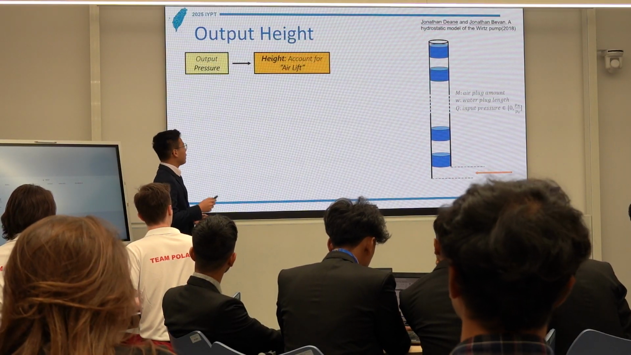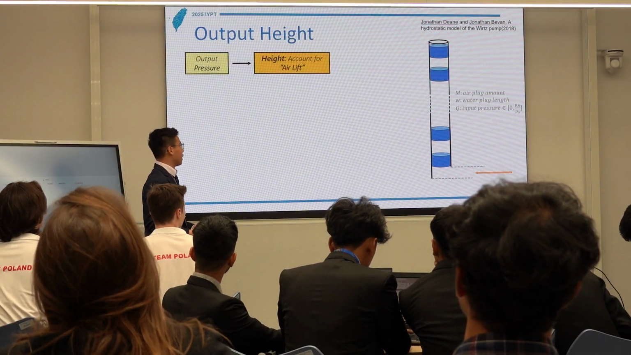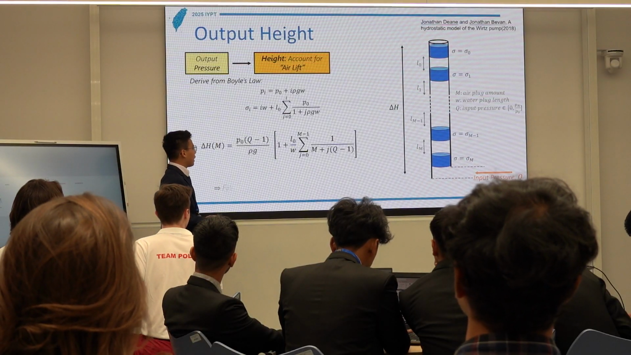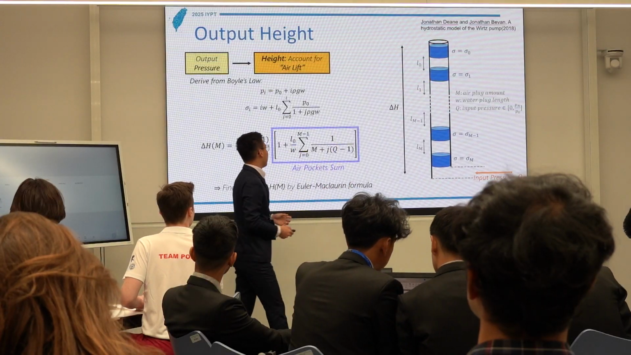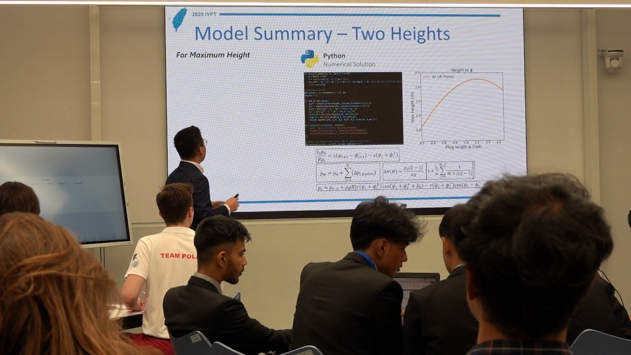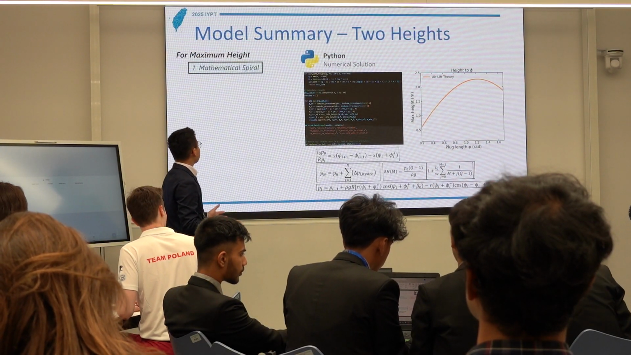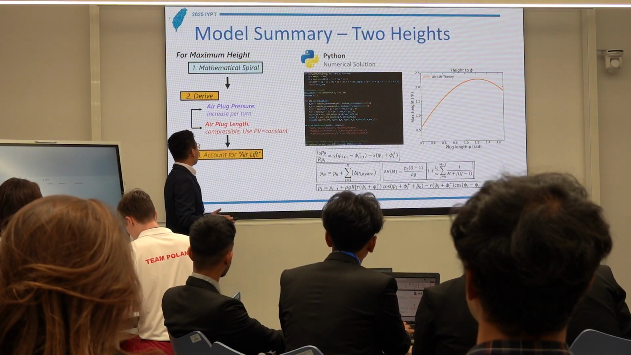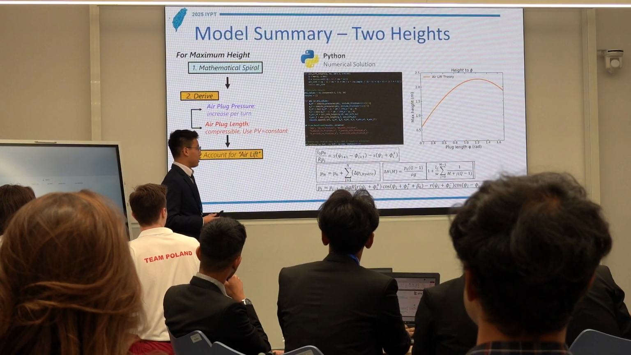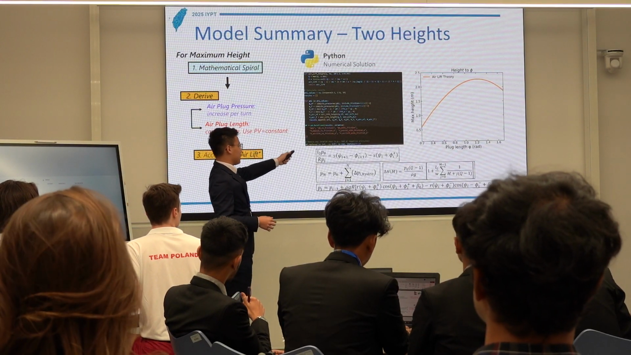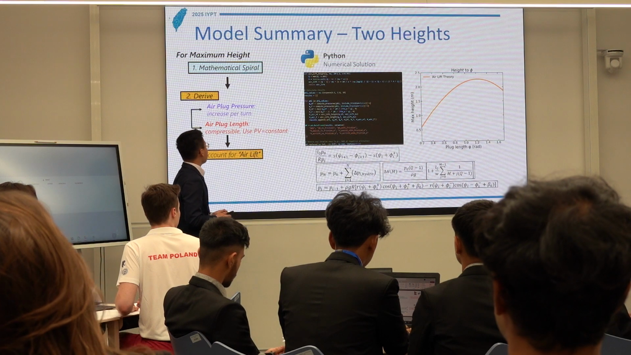Then, knowing the output pressure, we can solve for maximum height, accounting for airlift. So we'll derive from Boyle's law and sum up the air pocket sums to obtain the actual maximum height. Then, to summarize my model, I started with the mathematical spiral, then derived for the air plug pressure and air plug length, finally accounted for airlift. So here's how I have the simulation, and with these equations.